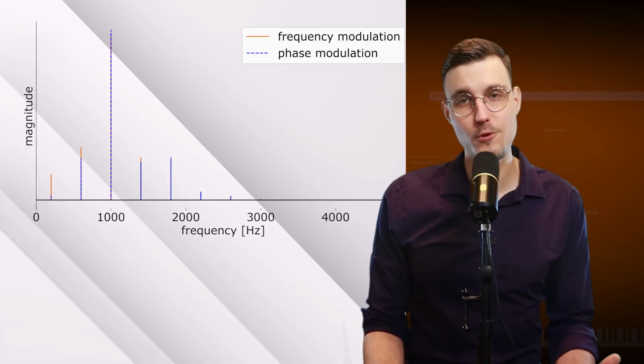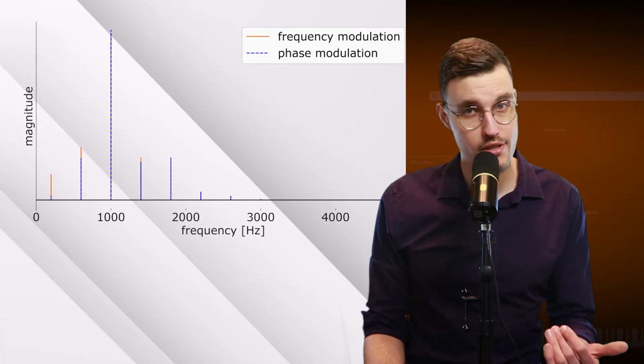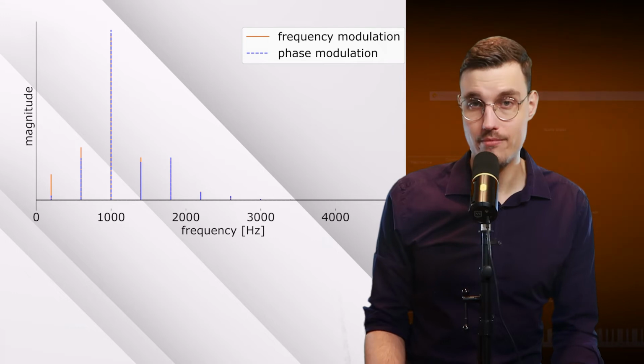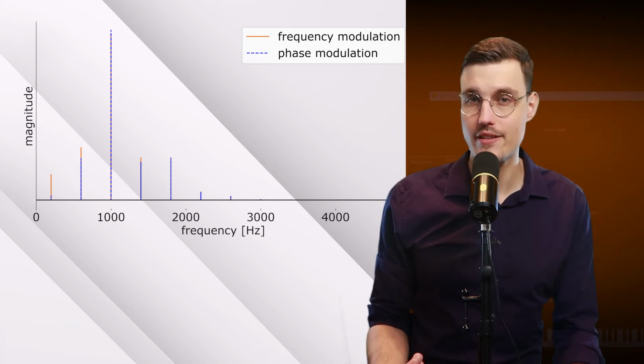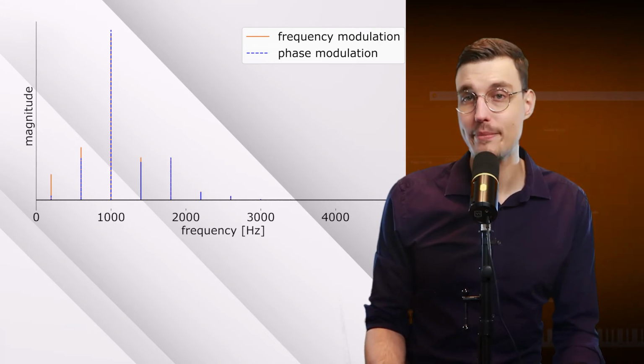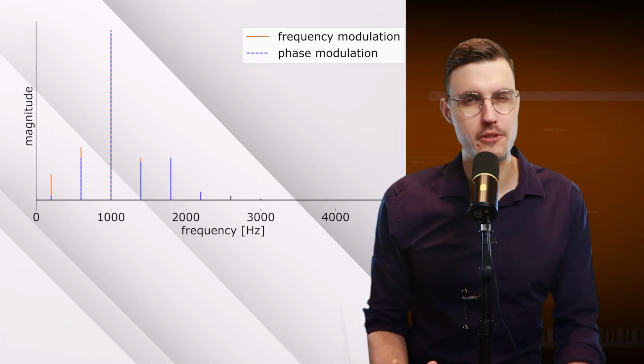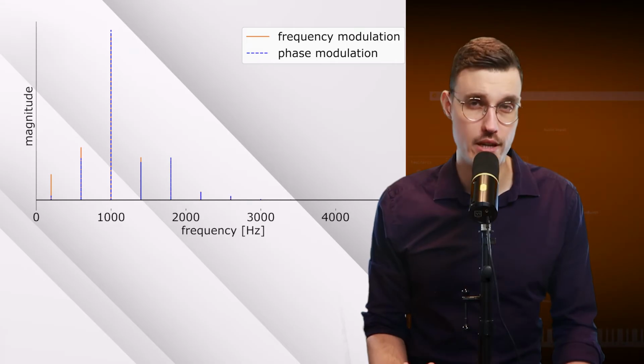However, if we decrease the sampling rate to 22.05 kHz, the partials amplitudes differ much more. FM has stronger first, second, and fourth partial, while PM has stronger third partial. We can also start hearing a difference between the two sounds.